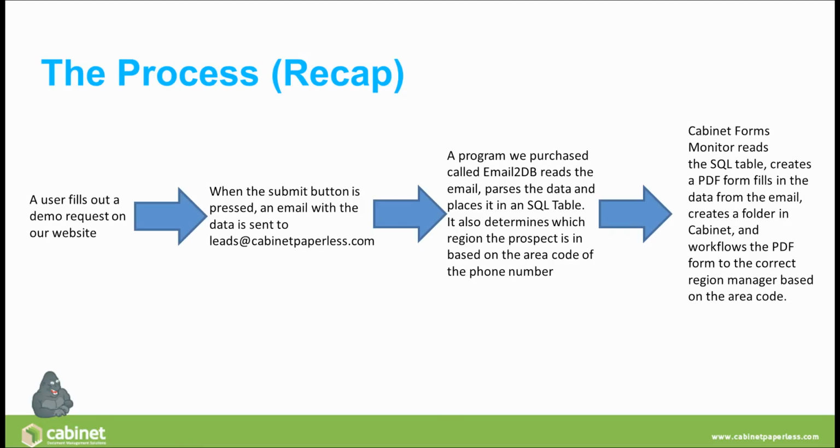So to recap the process, the user goes to our website, fills out a demonstration request form, hits the submit button. An email with the data from that form is sent to an email alias at Cabinet Paperless. And in this program that we purchased, a third-party program called Email to DB, it reads the email, parses the data, puts it in a SQL table. It determines which region the prospect is in based on the area code of the phone number they entered.